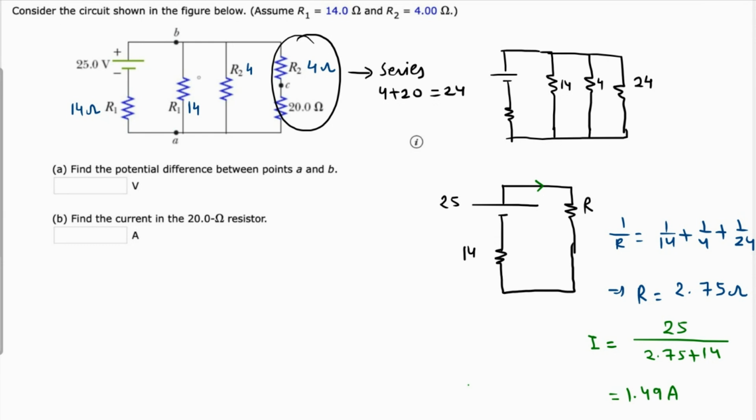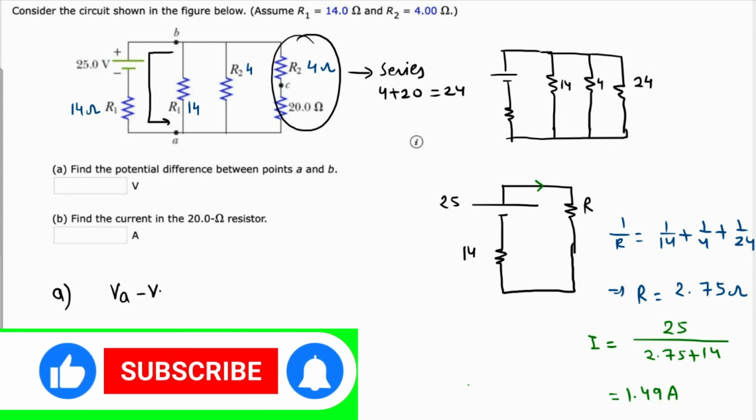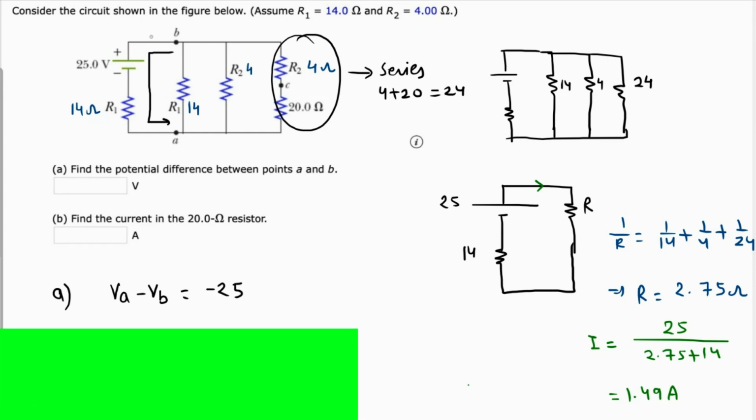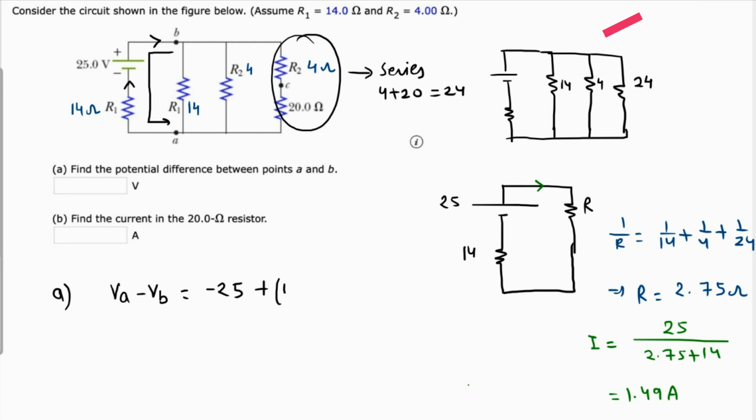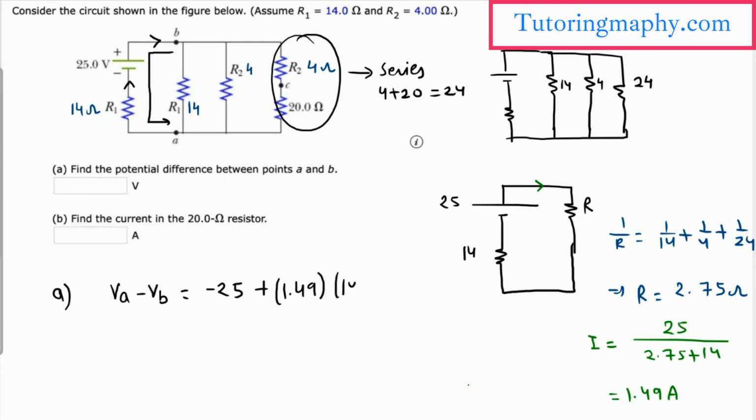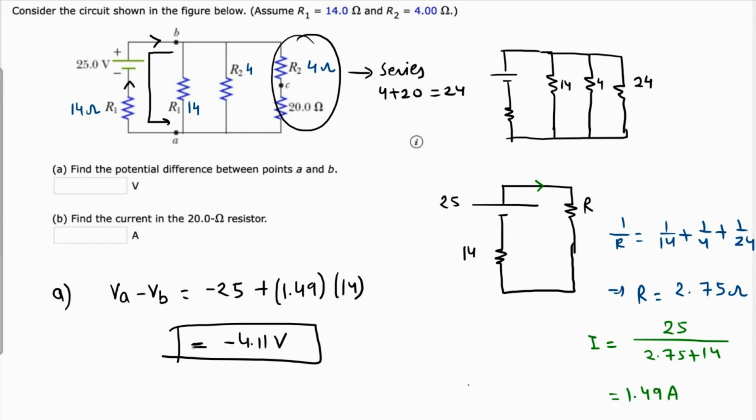So we can easily get the potential difference between A and B. We travel from B to A like this. So if we travel from B to A, then we'll get VA minus VB. Since the final point is A and initial is B, we are traveling from positive to negative over here, so that's negative, and the current is directed over here, so we are traveling opposite to the current. That will be plus IR, where I is 1.49 and R is 14 over here. So we multiply this with 14 and subtract 25 to get negative 4.11. So negative 4.11 volt is the potential difference VA minus VB. So A is at a lower potential.